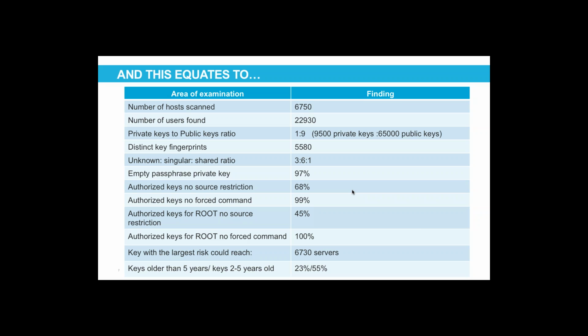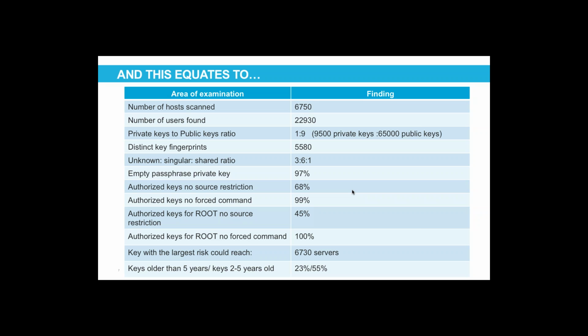In this case, 68% of the keys, authorized keys, the locks to the doors, had no source restriction. Big deal. What does that mean? It essentially means that by gaining access to the private key to that public key, I can continue to hop transitively across that environment using that key-based authentication, because it's not locking me down to that server where I'm accessing.